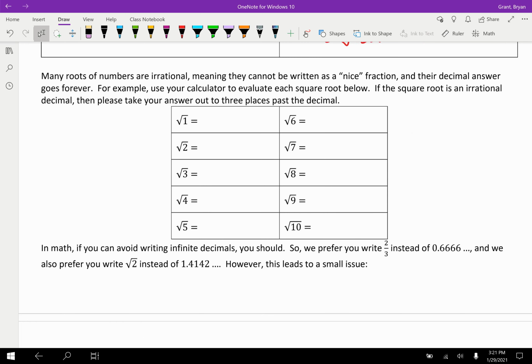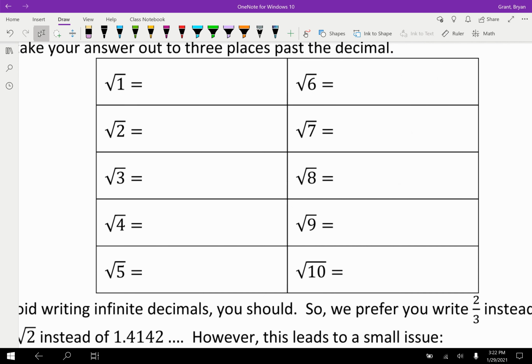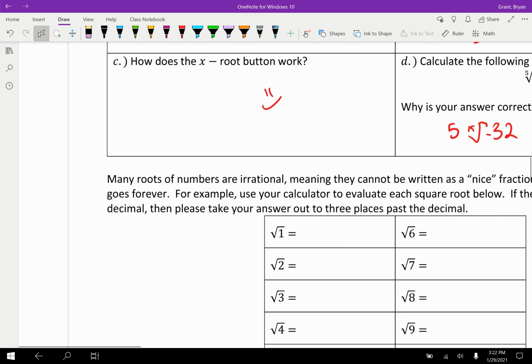Now, many radicals, in fact, you could argue that most radicals or roots give irrational answers, which means our answers can't be written as a nice fraction. For example, if we look at these 10 down below, out of these 10, only 3 are rational numbers. How do we know which ones are rational? We look for those perfect squares.